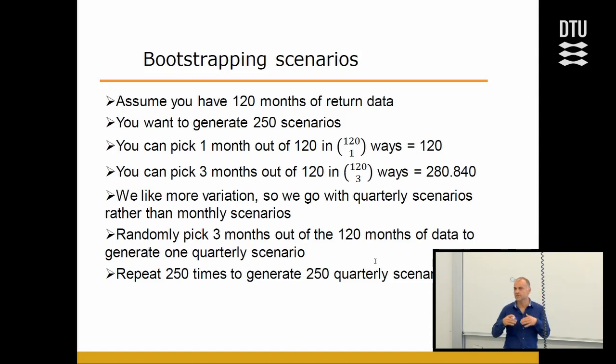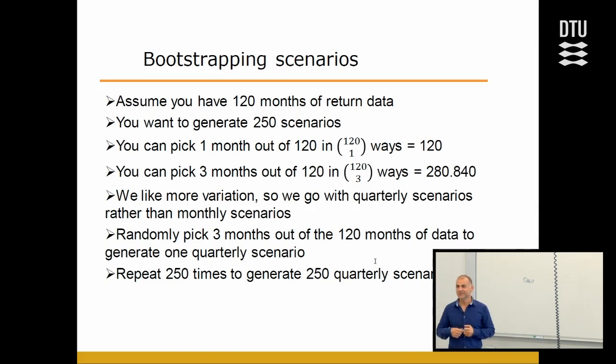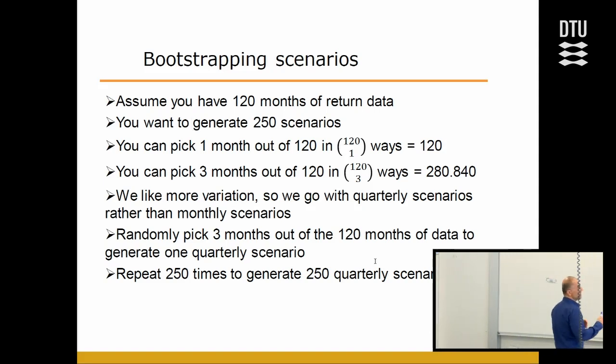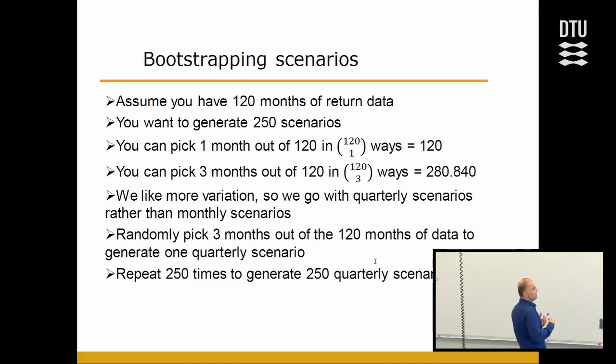That means in how many ways you can choose 1 out of 120. And that is obviously quite simple. That's in 120 ways. In 120 ways you can pick 1 out of 120. But there's a formula for that. So let's say the assignment changed: generating monthly scenarios, based on randomly picking from the last 120 months, is not really going to help me much, because I have a sample space of 120 only. That's not a big sample space.